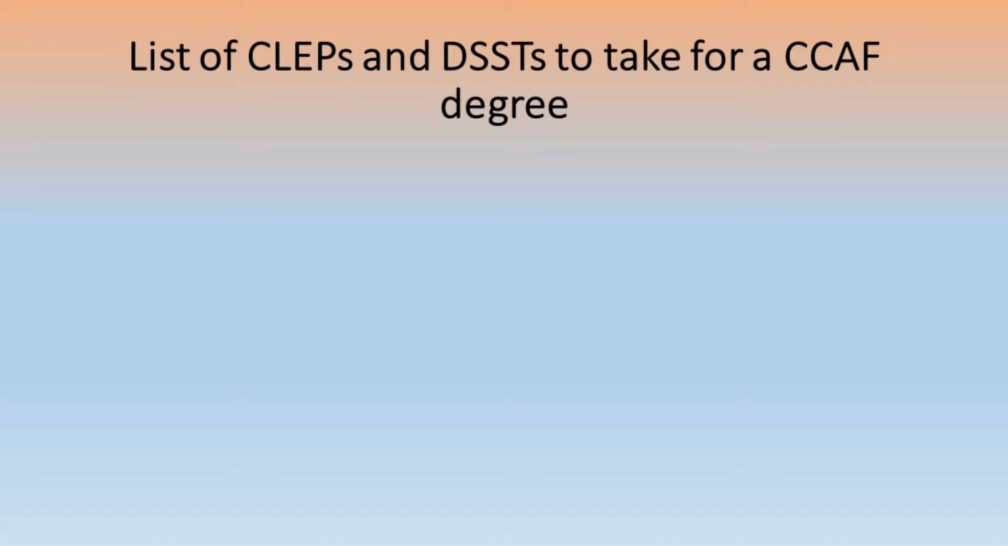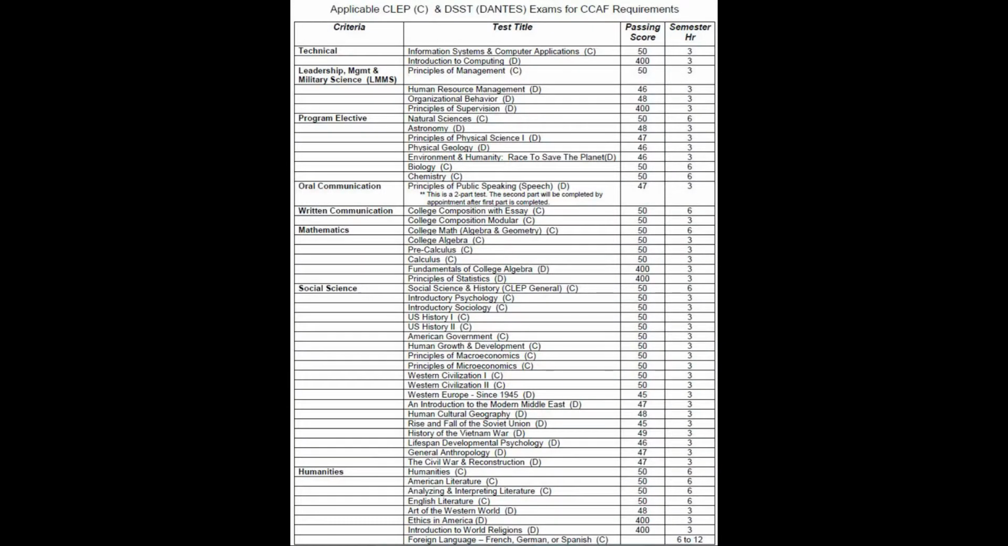This next list, which I am sharing, is a list that I had received at my current Air Force Base library. This list shows the different CLEP and DSST exams which have been used to fulfill the majority of the CCAF requirements. A C at the end of the test name shows that the test is a CLEP test, where a D at the end of the test name shows that it's a DSST test. Also on this form, there is an area which shows where this test would be applied if the member reaches a passing score.